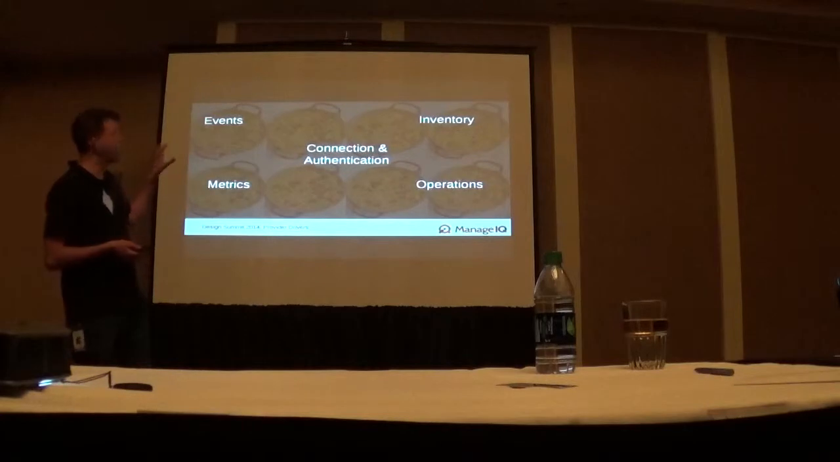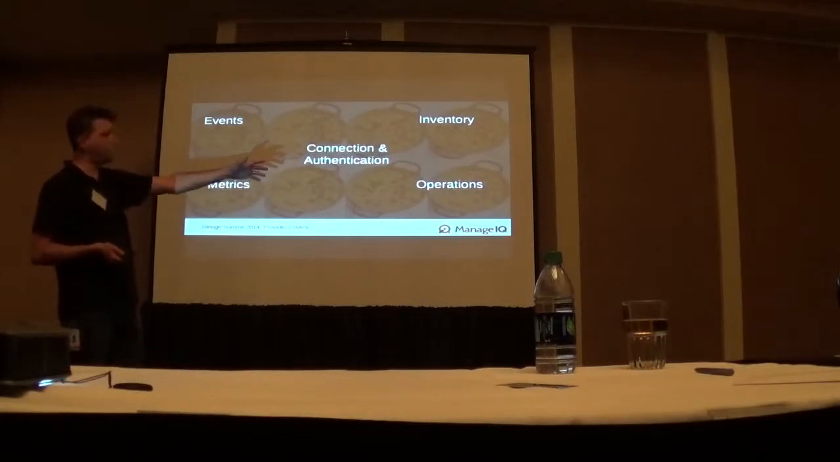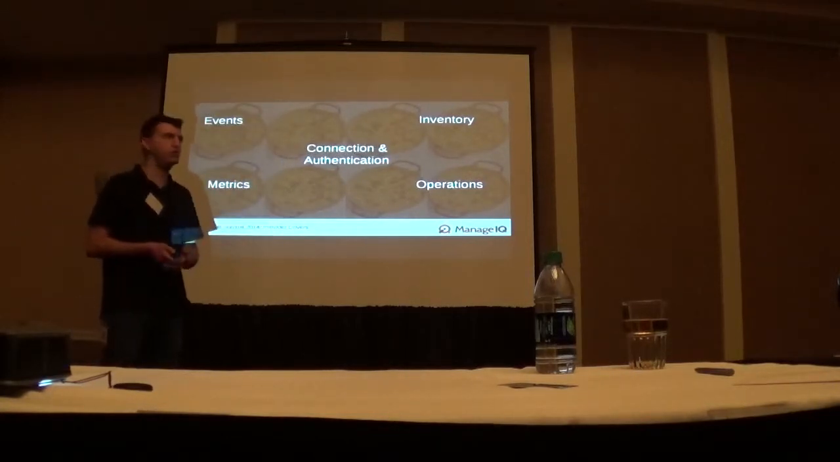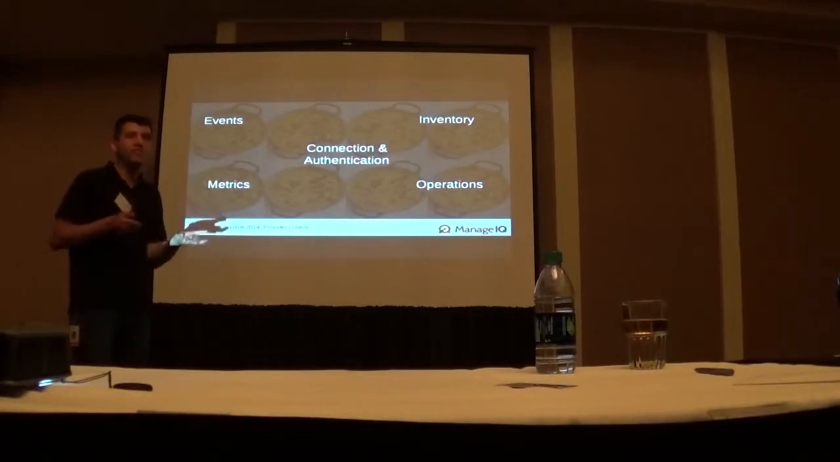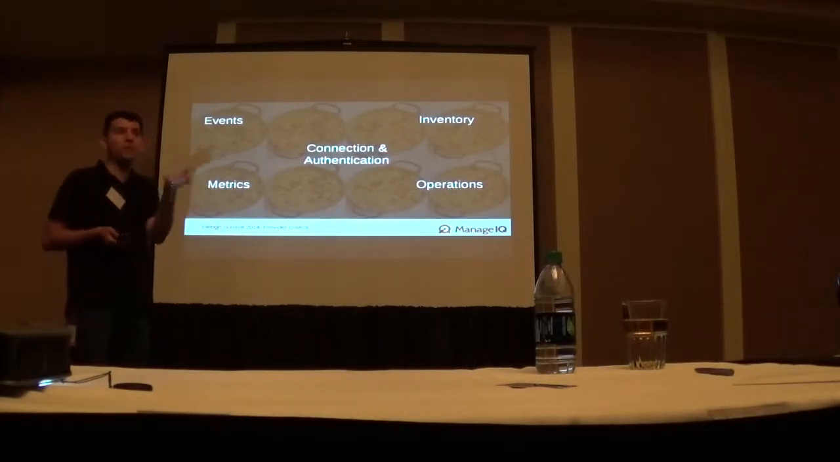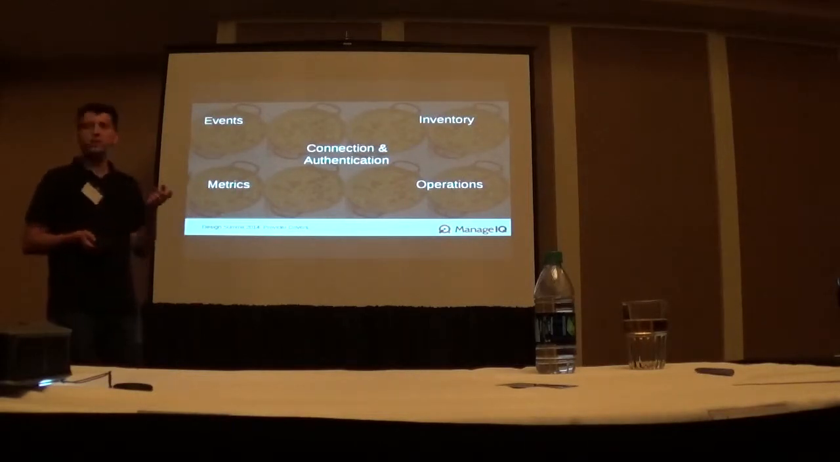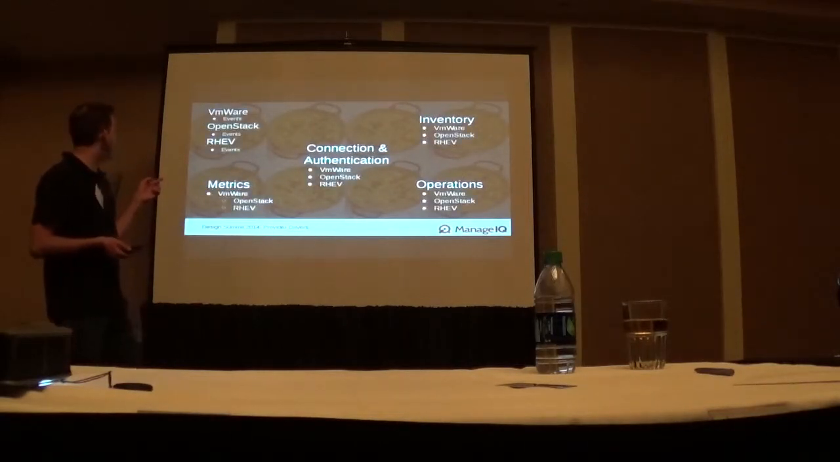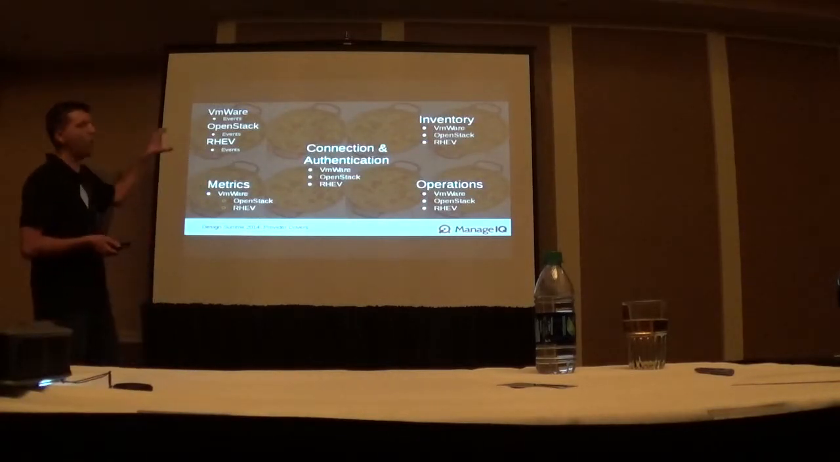So there's a lot of components that make up each provider. We have the event system, metrics, connection and authentication, inventory, operations. There's actually some more in here. There's things like an interface to fleecing. So how do I get the bits to actually do fleecing? And the thought is we can take all these pieces and for each plugin essentially figure out what those components are.